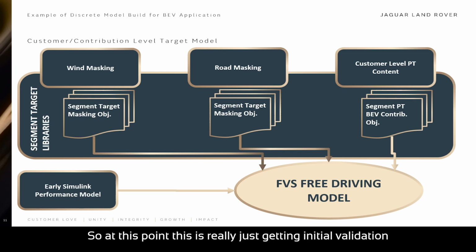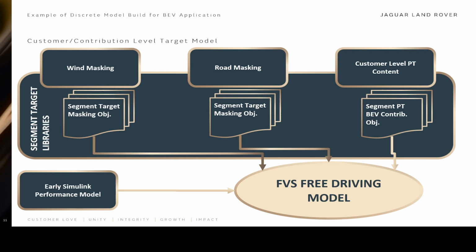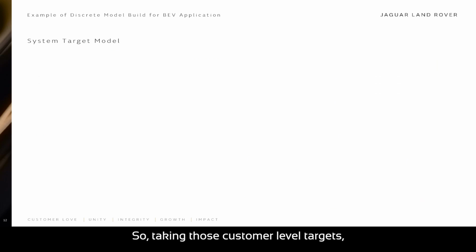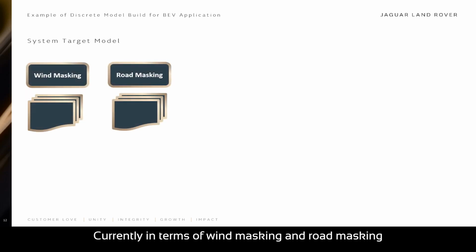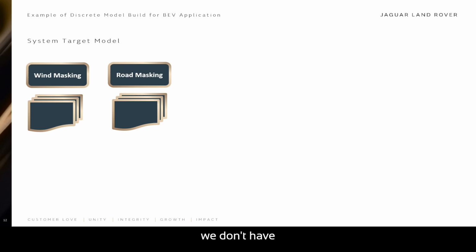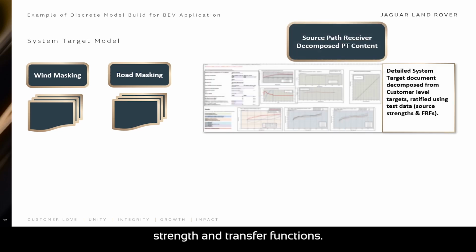At this point, this is really just getting initial validation that the customer experience is correct at a high level. Taking those customer level targets, we now look at starting to break them down into the separate system targets. Currently, in terms of wind masking and road masking, we don't have the integration set up in terms of breaking those down into source strengths and transfer functions. However, that's something we do have in terms of powertrain content.